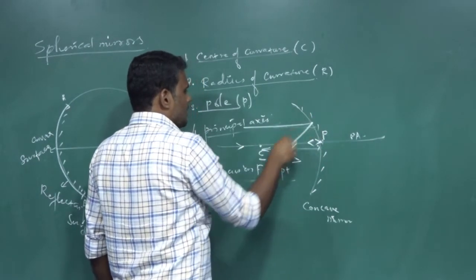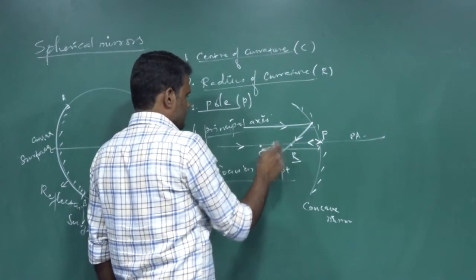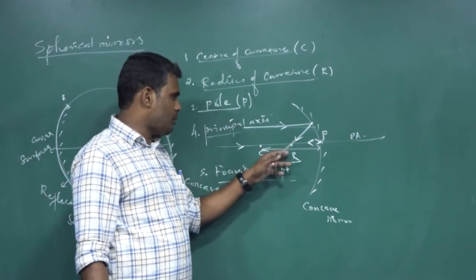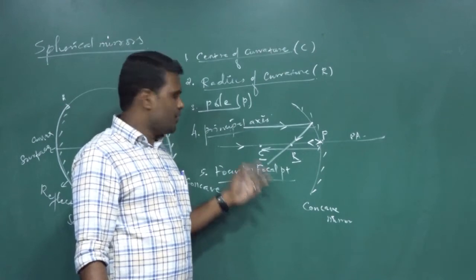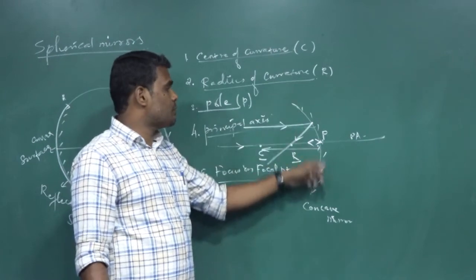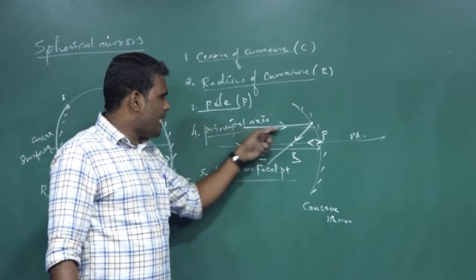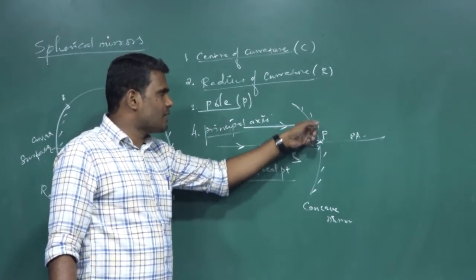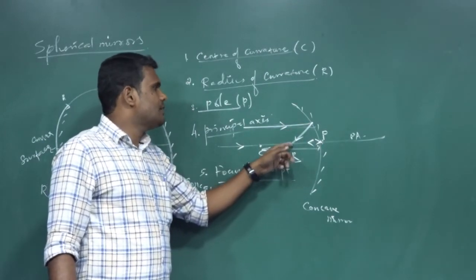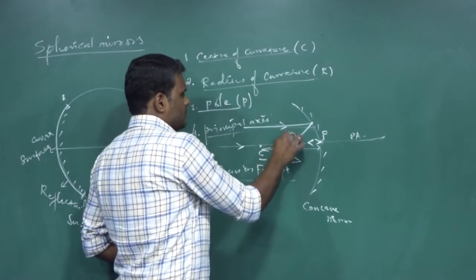After reflection, it will pass through a particular point on the principal axis. We used to call it the focus or the focal point of the spherical mirror. So, the ray passing parallel and close to the principal axis after reflection will pass through a point on the principal axis. That point is called focus or focal point of the spherical mirror.